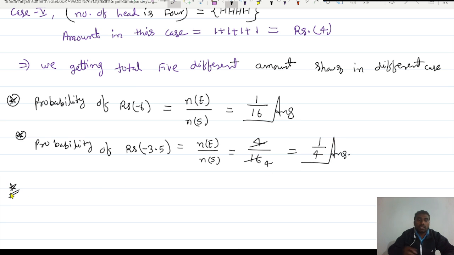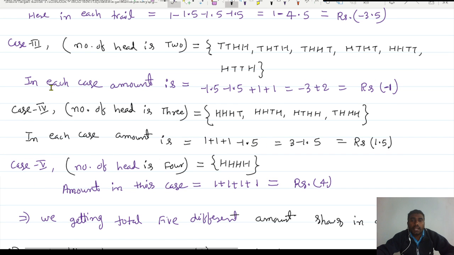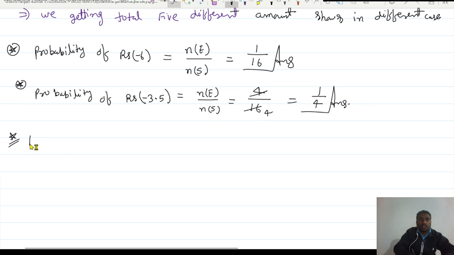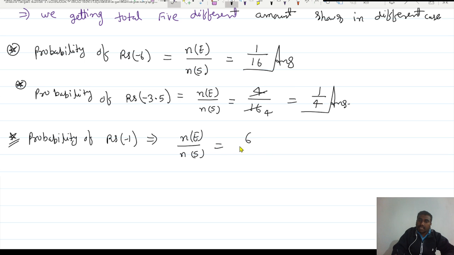Third, if we are talking about the third case, the amount is minus 1, and how many cases? 1, 2, 3, 4, 5, 6 total. So the probability of getting minus 1 rupees, again the same Ne upon Ns formula. So a total of 6 is in favor, and here total 16. That is 3 upon 8. So 3 upon 8 is the answer.